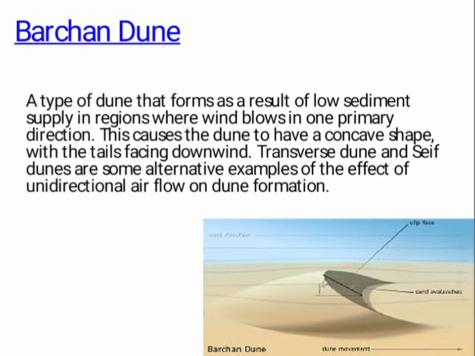The next is barchan dune, a type of dune that forms as a result of low sediment supply in regions where wind blows in one primary direction. This causes the dune to have a concave shape with the tails facing downwind. Transverse dunes and seif dunes are some alternative examples of the effect of unidirectional airflow on dune formation.